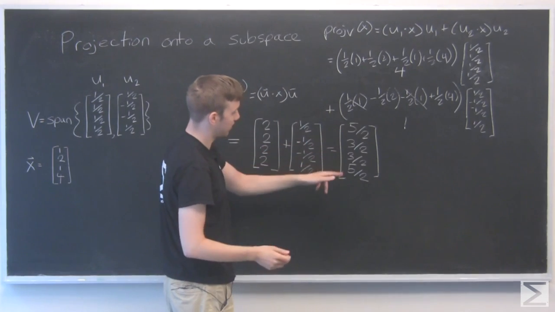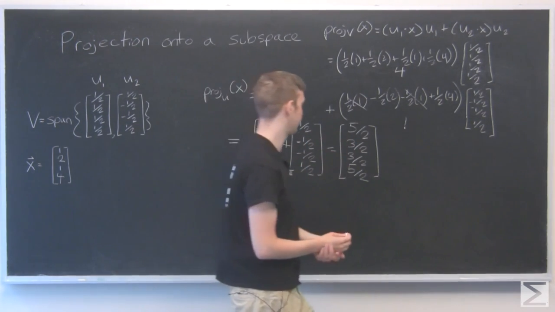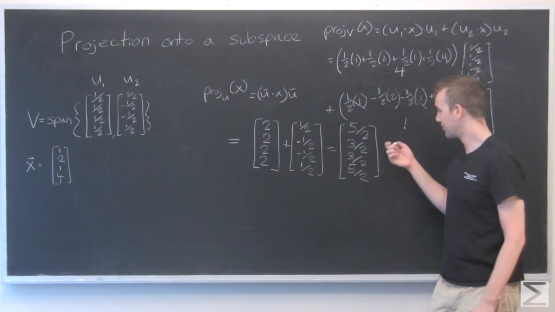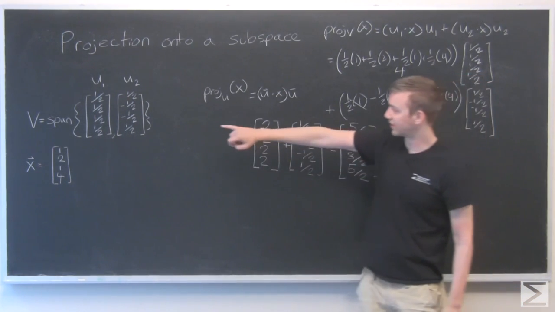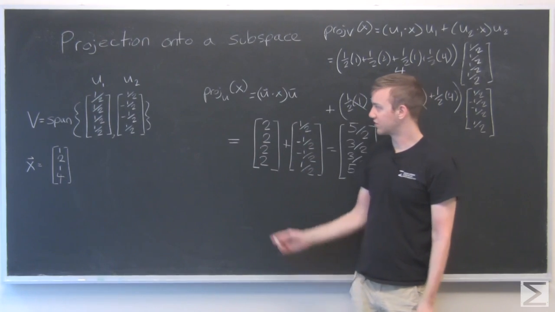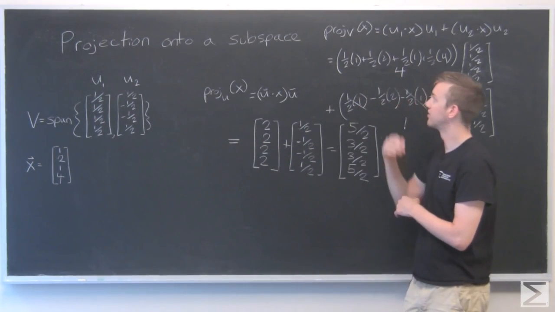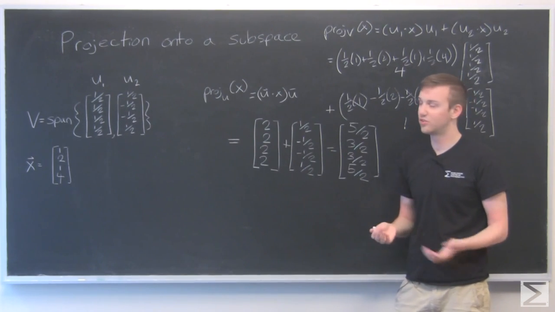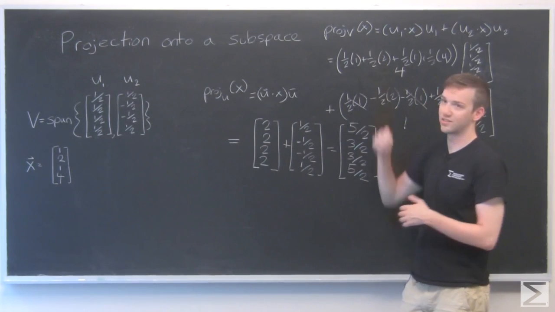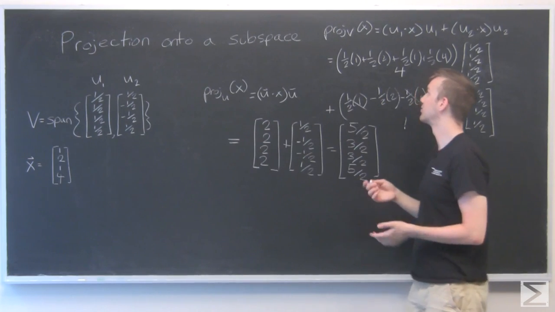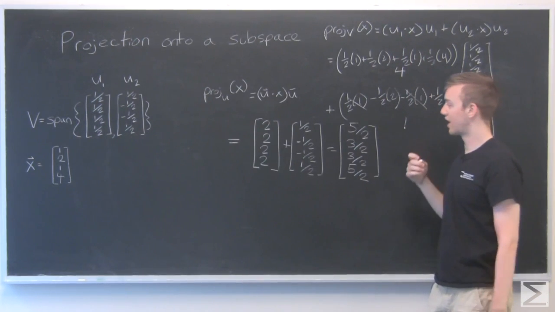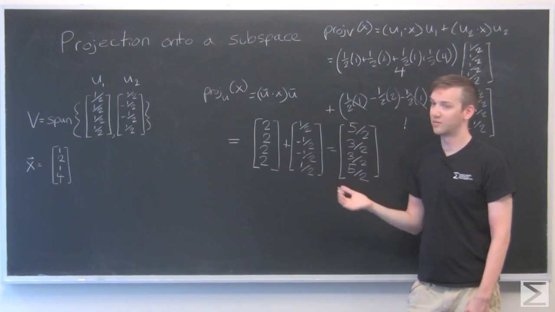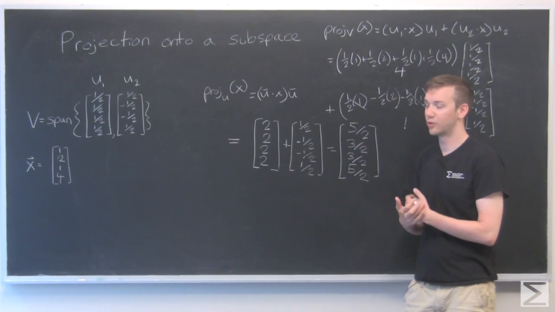5/2, 3/2, 3/2, 5/2. If we want, we could pull out 1/2, but we're not going to do that. So this is our projection onto this vector space, which is spanned by these two vectors. And so that's the formula and process you would do for projection onto a subspace. If you had more than two vectors, we would just continue this same method for each one, just however many u's you have. So I hope this has been helpful for you. It's a very important concept, and we'll be referencing it when we go into Gram-Schmidt.